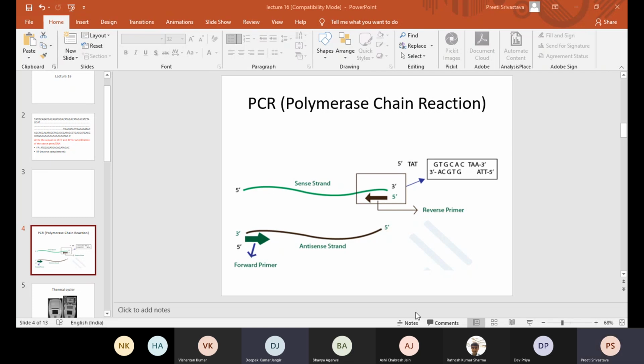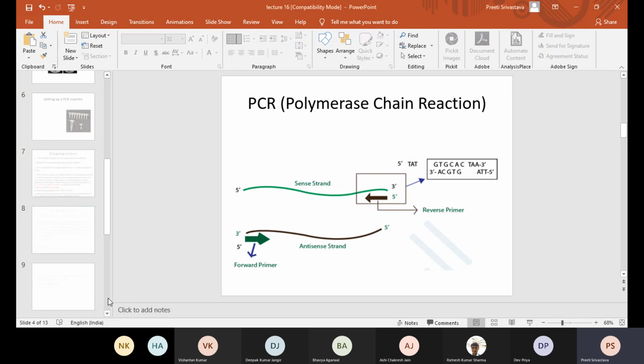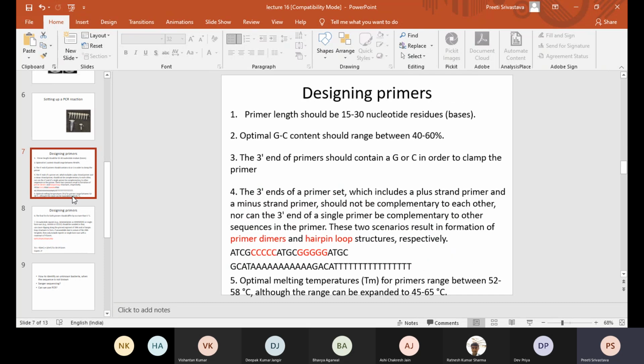Actually, we are talking about the binding of the primer, right? If the primer has low GC content, then the binding of the primer will be loose. Proper binding of the primer is also required for efficient extension. Therefore we need a proper melting temperature. It has been experimentally demonstrated that the primer should have a GC content of 40 to 60%.